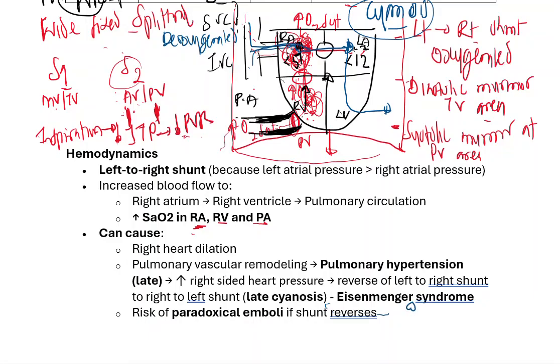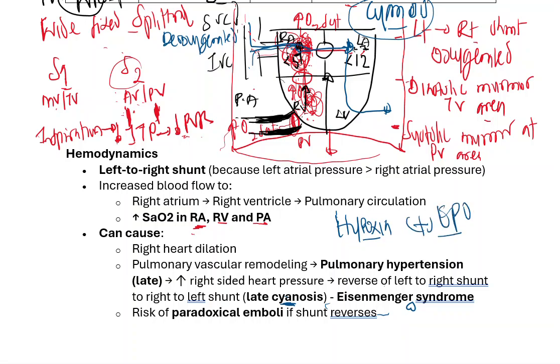So like we mentioned, the pulmonary vascular remodeling leads to pulmonary hypertension during the late stage of this disease. And increased right-sided heart pressure leads to reversal of the left to right shunt to a right to left shunt. And that could lead to late cyanosis. And remember, with cyanosis, that could also cause tissue hypoxia. And like we know, hypoxia can stimulate production of what?